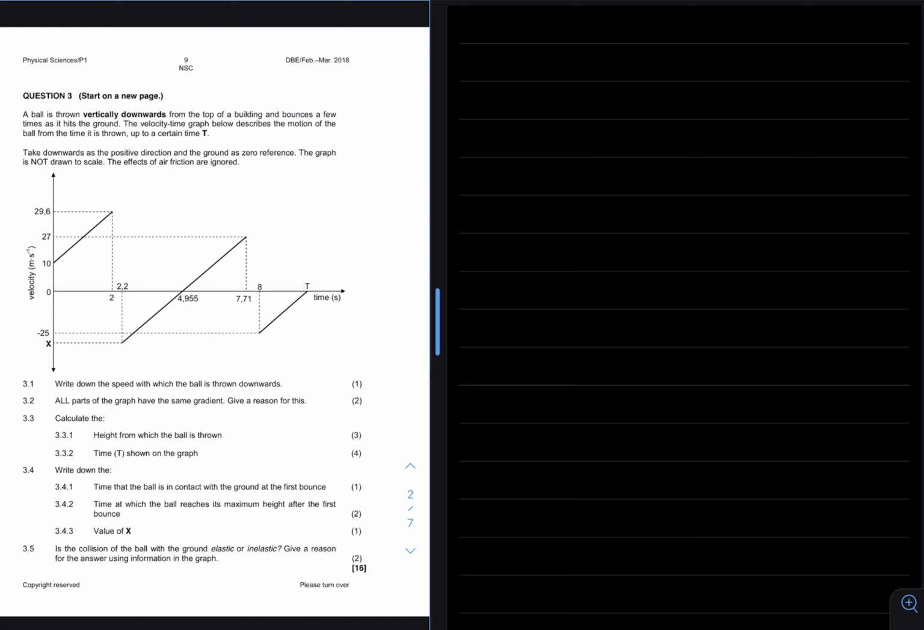In the next exam question, a ball is thrown vertically downwards from the top of a building and bounces a few times as it hits the ground. The velocity time graph below describes the motion of the ball from the time it is thrown up to a certain time t. Take downwards as the positive direction and the ground as your zero reference. The graph is not drawn to scale and the effects of air friction can be ignored.